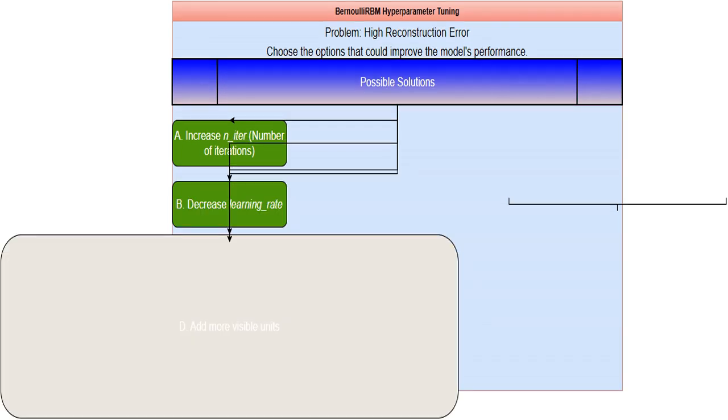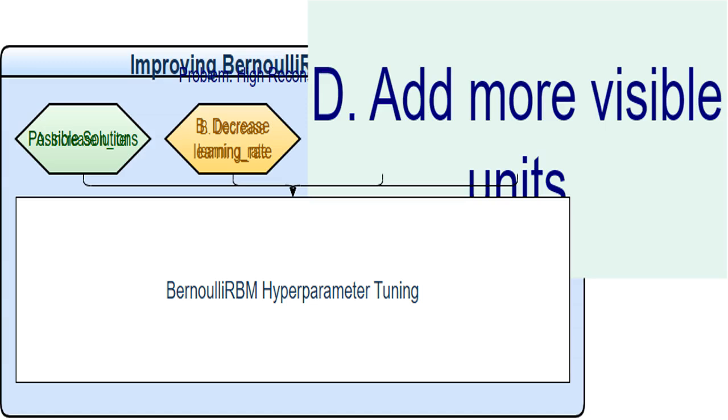Adding more visible units relates to changing the input data. If the data already matches the number of visible units, this will not improve model performance. It's like trying to fit a square peg into a round hole. Adding more visible units is unlikely to improve the model's performance.